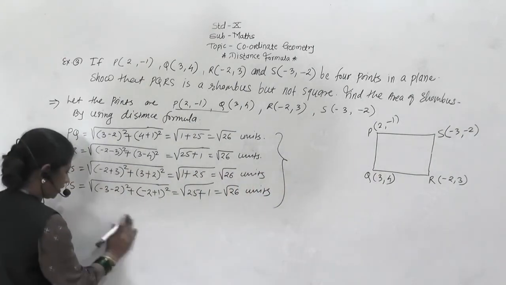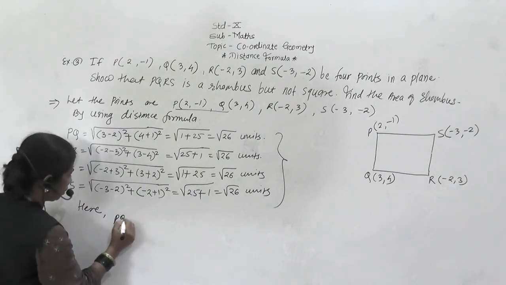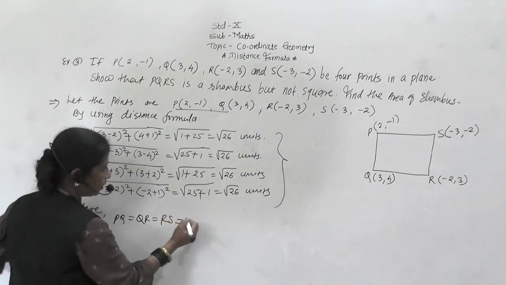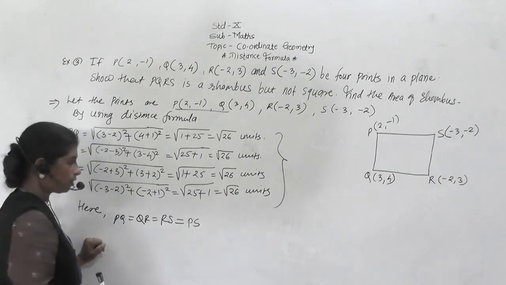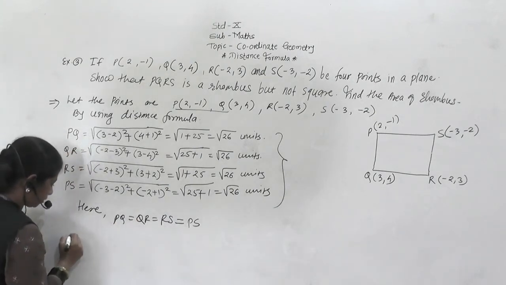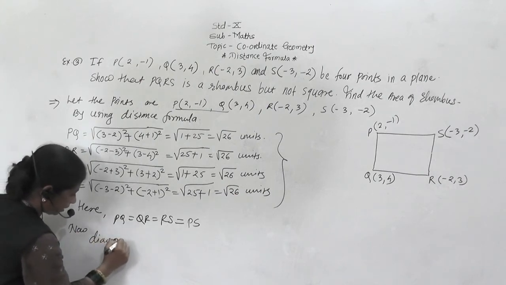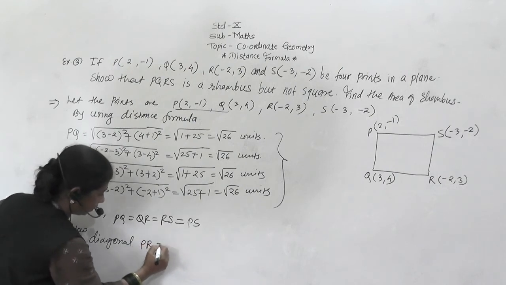So first we will write here. Here we got what? Here PQ equals QR equals RS equals PS. We got correct, all these sides we got the same. Now we can see about the diagonal. Okay, now diagonal. Which one diagonal is here? Correct, diagonal PR. First we will see about the PR.